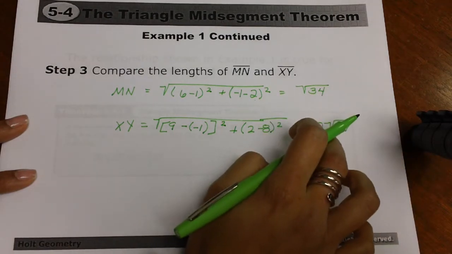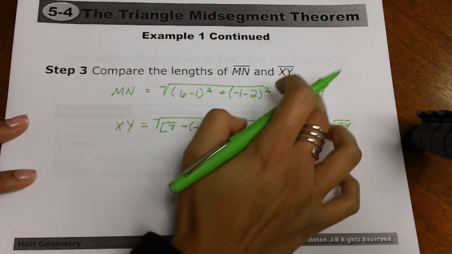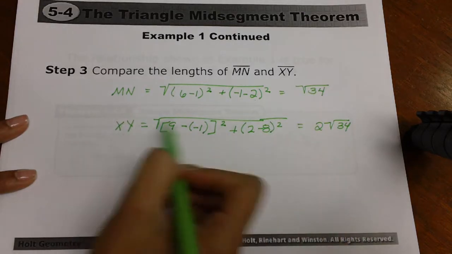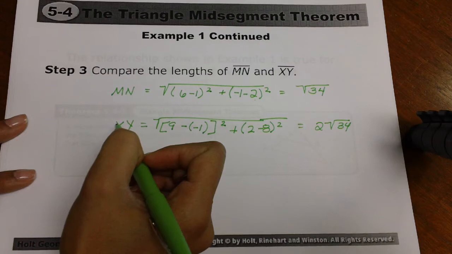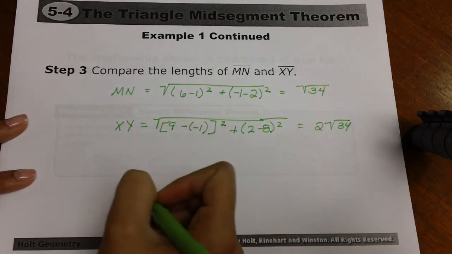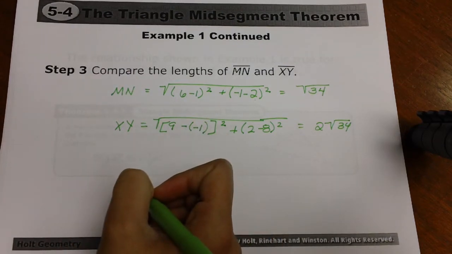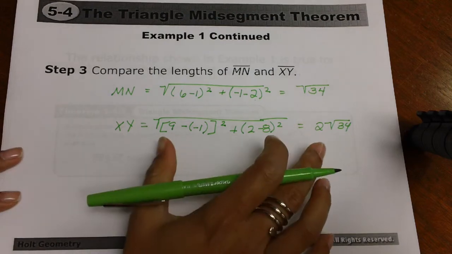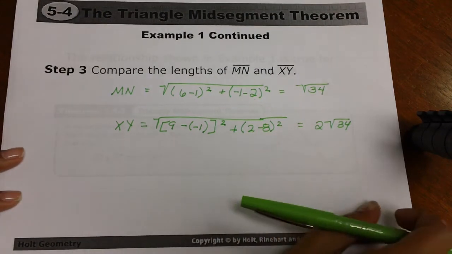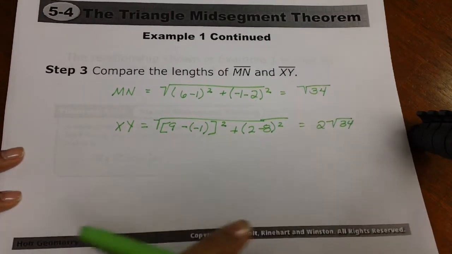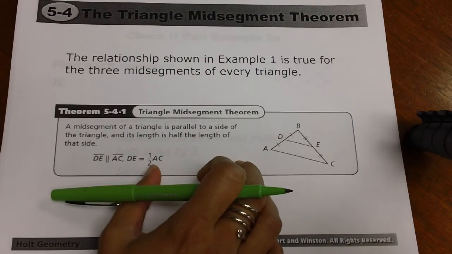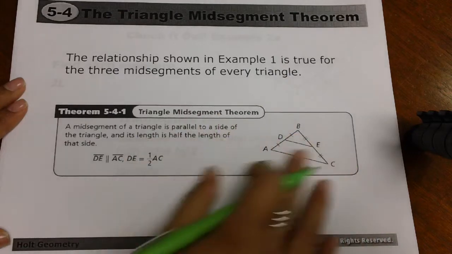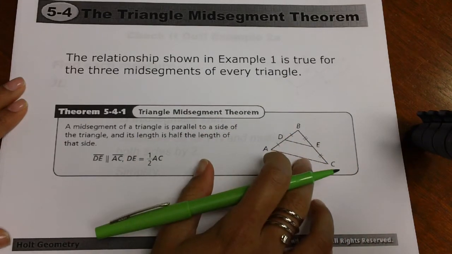So because XY is twice as much as MN, I know that MN is half of XY, which is another part of our problem. So we proved that they're parallel, and we proved that the shorter one is half the other. The reason we did that is because it talks about the triangle midsegment theorem. So you just proved the triangle midsegment theorem.